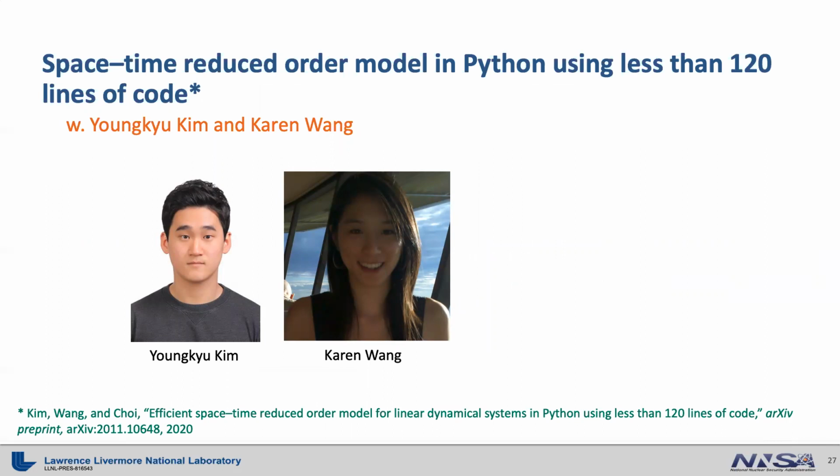Before I go to the next, here is the space-time reduced order model paper that Youngsoo and Karen developed. They were able to implement the whole process of training, building, and running the space-time reduced order model within 120 lines of Python code. So please check this out. This arXiv paper is submitted for journal publication and is under review right now. So this demonstrates that the space-time reduced order model I have introduced in previous slides is not that complicated. So please do not panic.